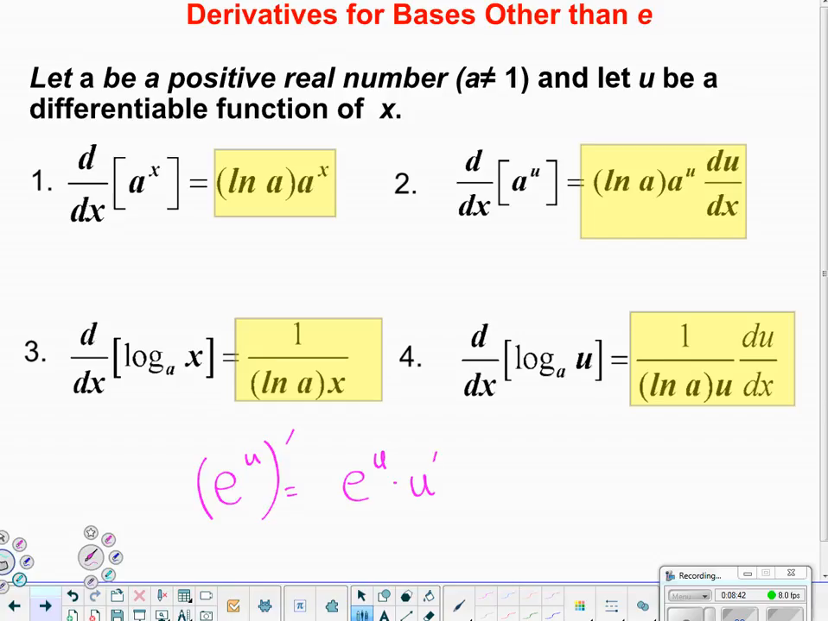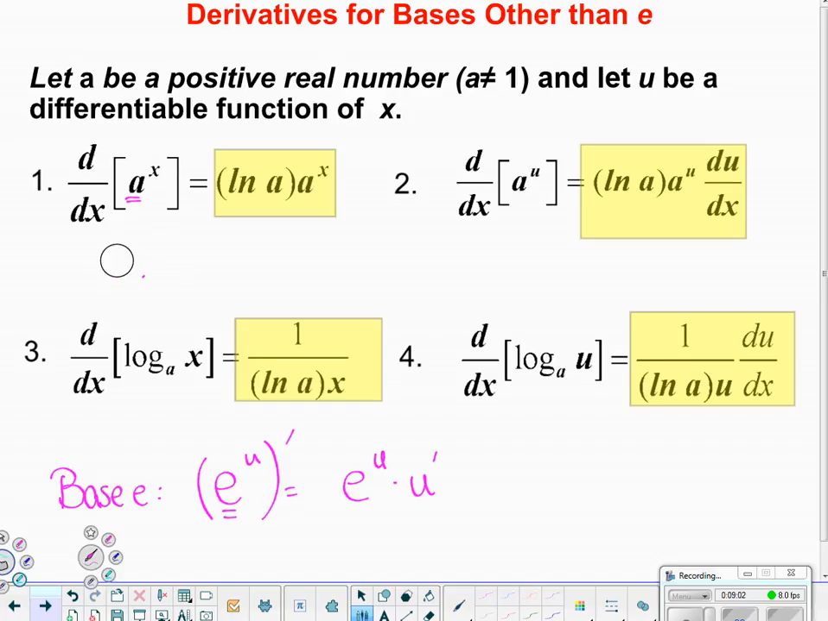times the chain rule u prime. Keep that in mind because you're going to see some similarities here. But that was with a base of e. Now, what would happen if maybe I have the derivative of 7 to the x? How would I do that?